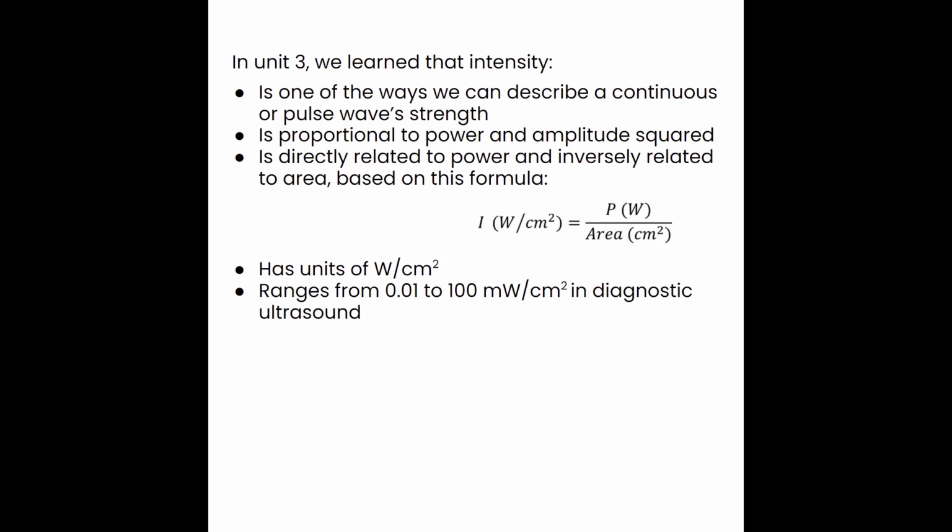Again. In Unit 3, we discussed the 7 parameters that can describe continuous and pulsed waves, and intensity was one of those 7 parameters. So we learned that it is one of the ways to describe a wave's strength. We also learned that it's proportional to power and amplitude squared. Based on the formula, we can see that it is inversely related to area, but directly related to power. And due to the units used for power and area, intensity ends up with a unit of watts over area squared. For ultrasound, it's typically centimeters squared. And then finally, that it has a range between 0.1 to 100 in our diagnostic ultrasound application.